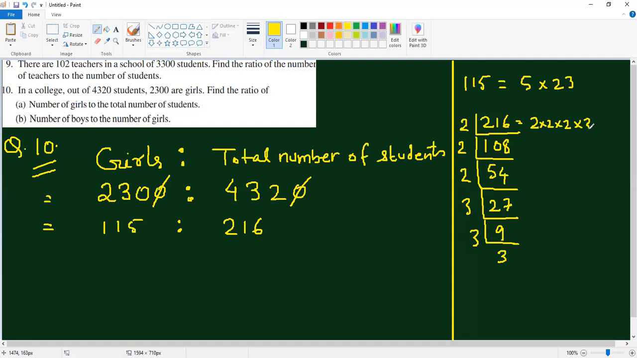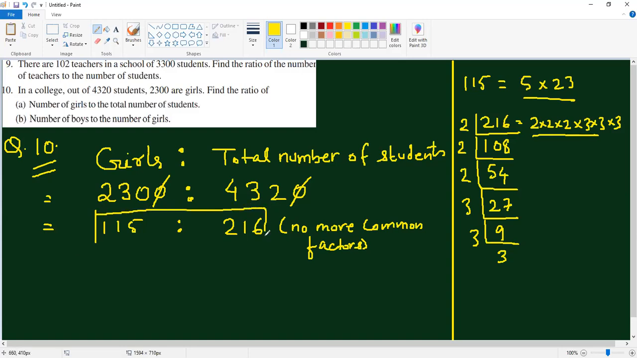2 into 2 into 2 into 3 into 3 into 3. So no more common factors are there. So it cannot be simplified. So this will become the answer. This is 10A.